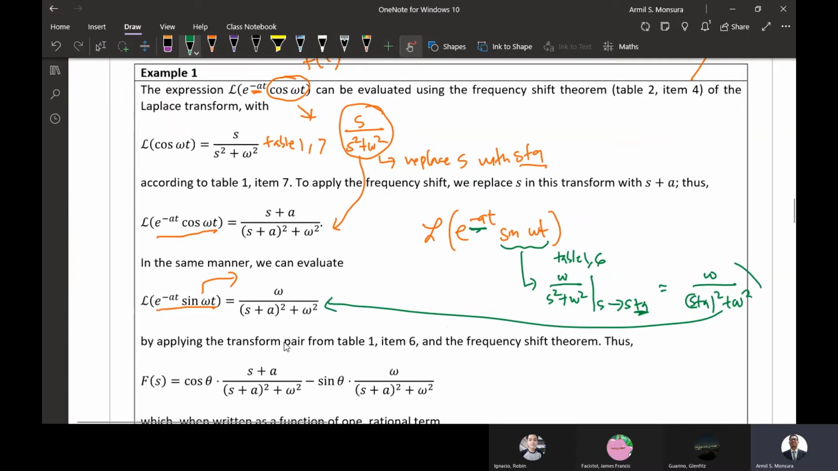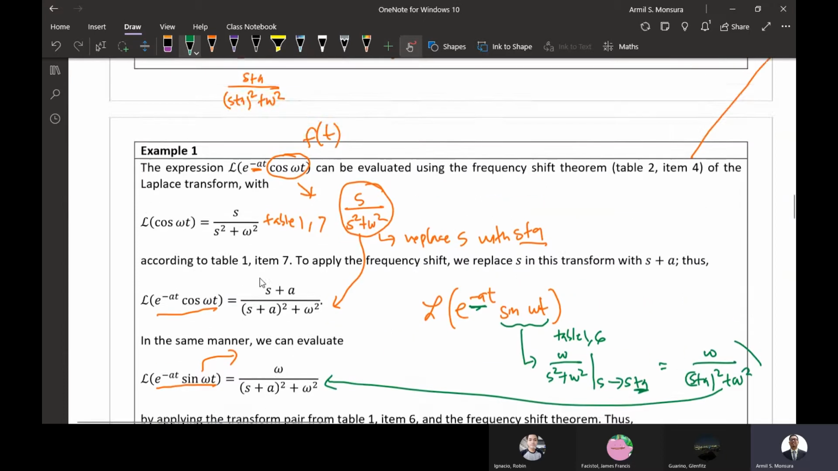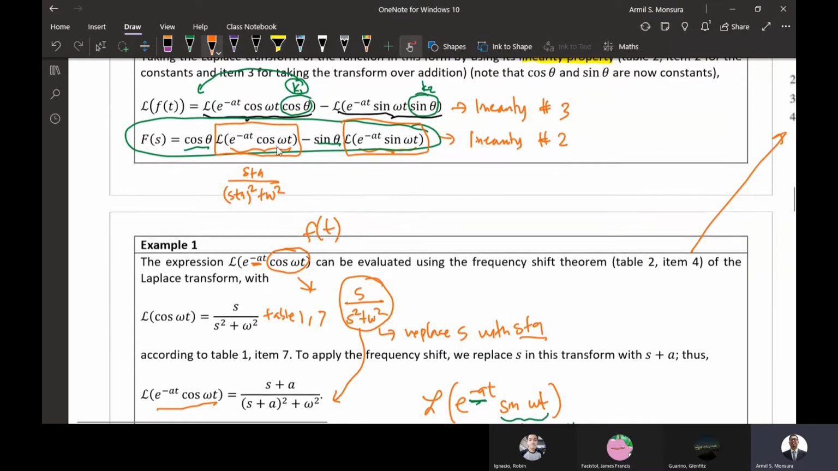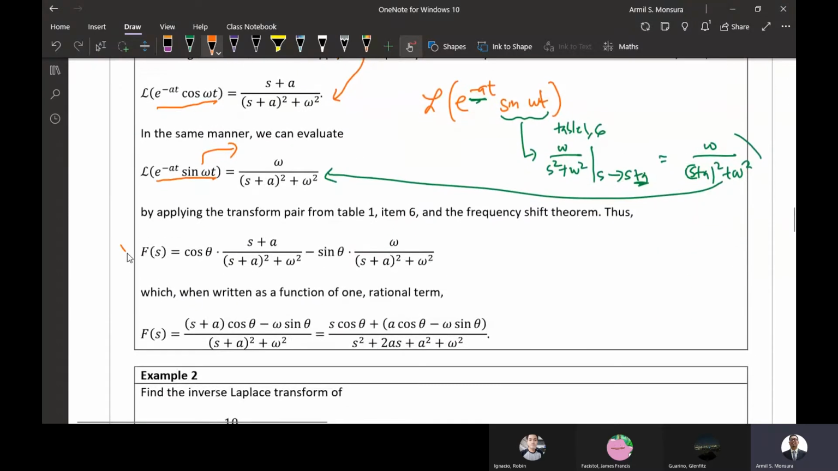Okay? So ngayon, pagsamahin natin yung nakuha natin doon sa naiwan natin before kasi ito yung iniwanan nating expression. Bago natin in-evaluate separately ito, okay, tsaka ito, nakuha na natin yan pareho. So we will have to replace that with what we have obtained. Magiging ganito na siya. So ito na yung cosine, tapos ito na yung nakuha natin para sa e raised to negative at cosine omega t. Ito na yung nakuha natin para sa e raised to negative at sine omega t.